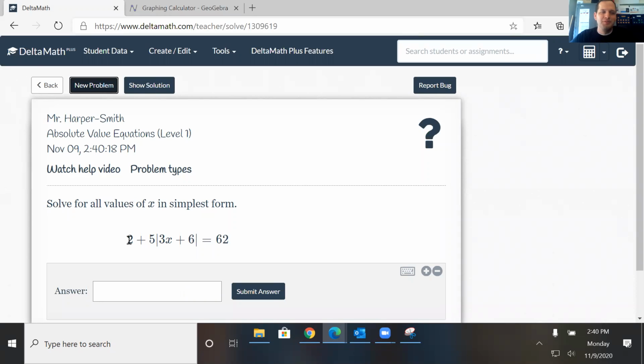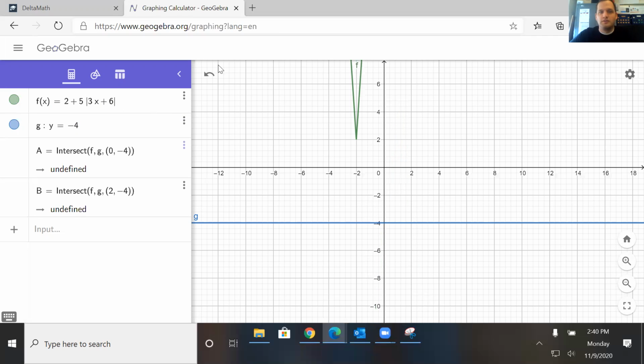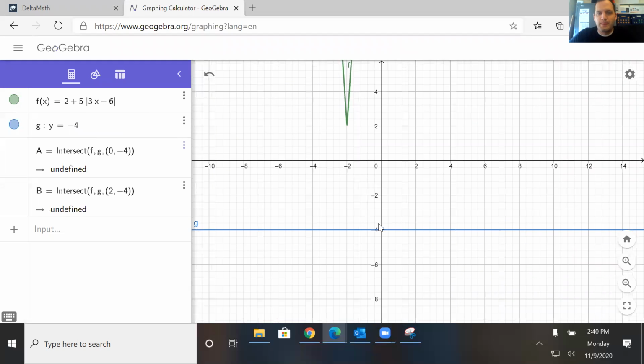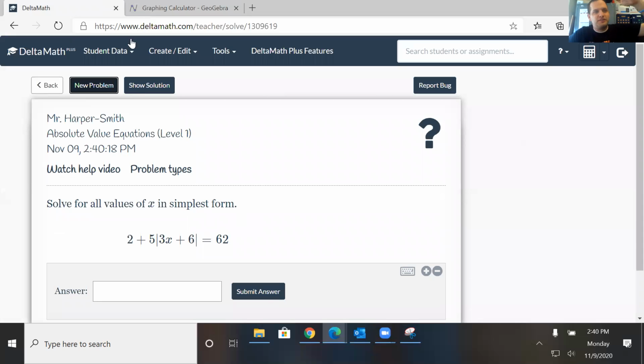Let's try another one. We've got 2 plus 5, and the absolute value of 3x plus 6. Okay, that is our equation there. You can see it's kind of like a V. And we want to know, where does it equal 62?